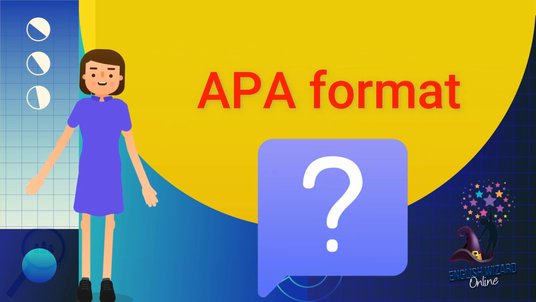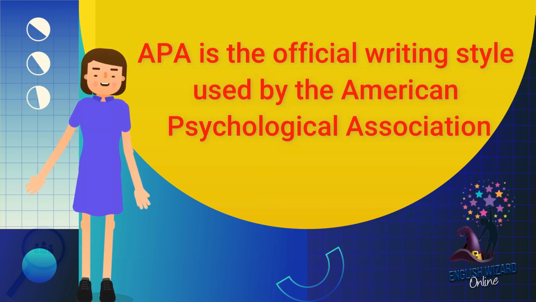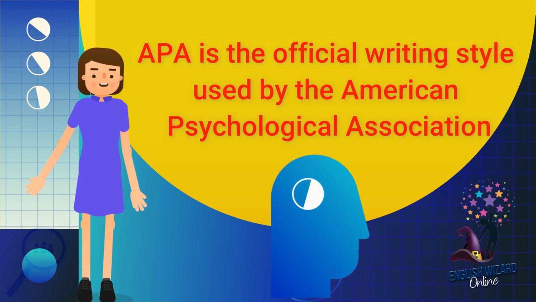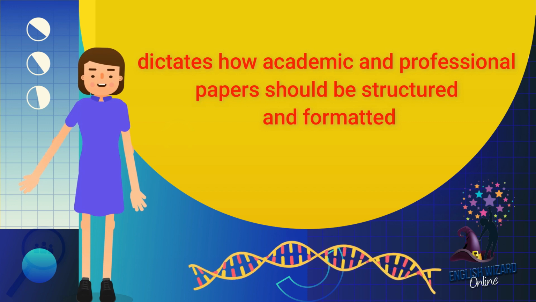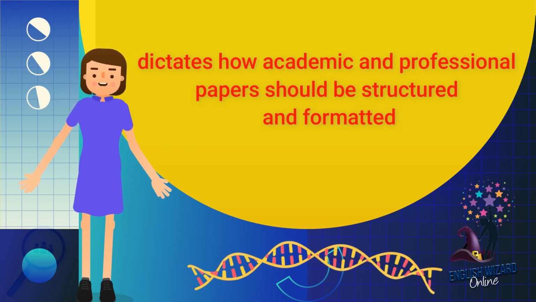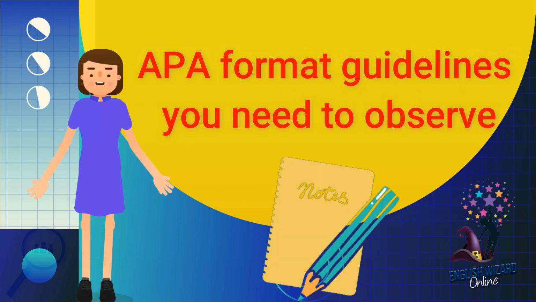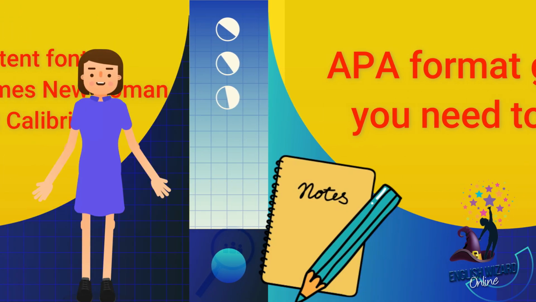Appendix is written using the APA format. APA is the official writing style used by the American Psychological Association. This format dictates how academic and professional papers should be structured and formatted. These are some of the APA format guidelines you need to observe.